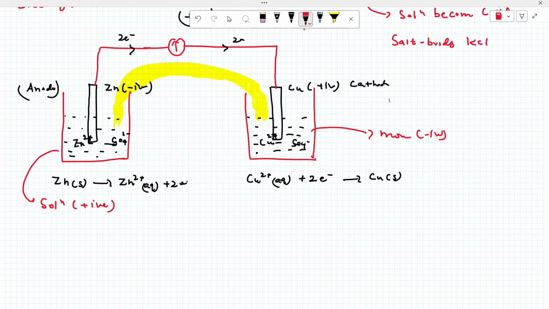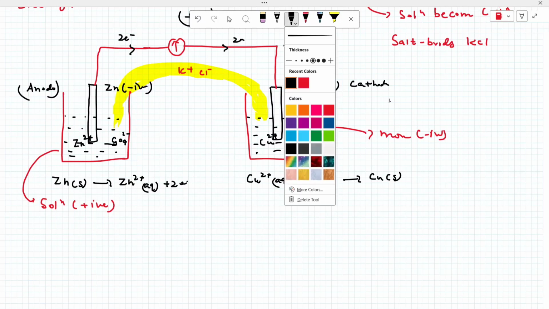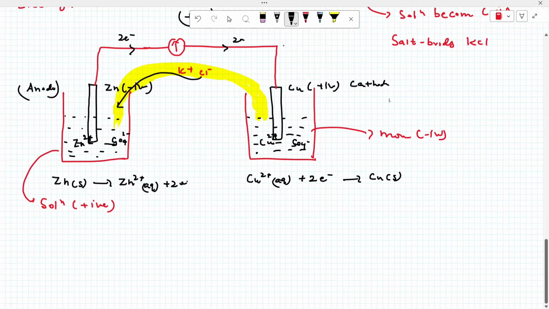That is KCl. Can we use this? Then it has K+ and Cl-. Now tell me, where will K+ move, anode or cathode? Anyone? The anode has more positive charge, so what will move towards the anode side? Cl- or K+? Cl- moves towards the cathode. Why cathode? Because this solution is more rich in positive. Yes or no? K+ moves towards the cathode.